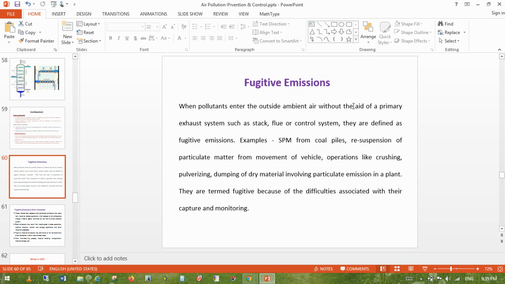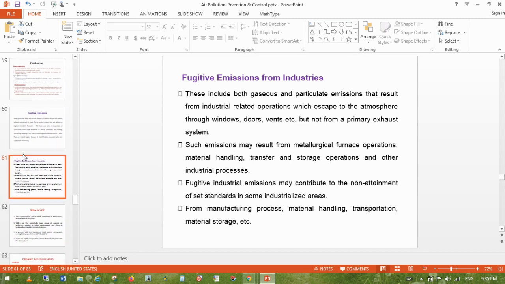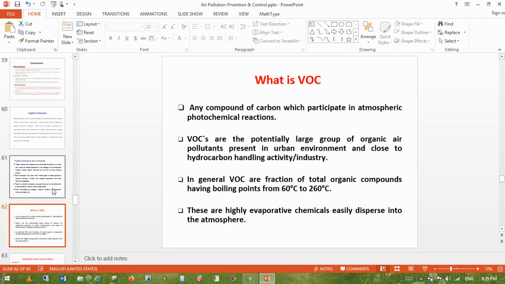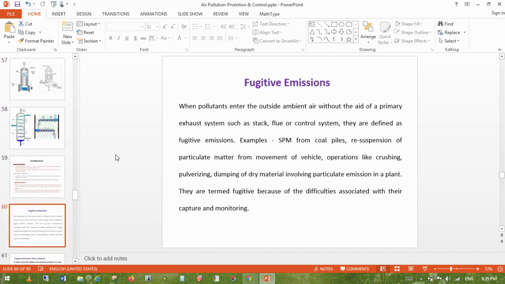To control that, there are different methods. We have to discuss in the next class what fugitive emission is, what the different purposes are, and how it can be controlled. Next class we have to complete this.